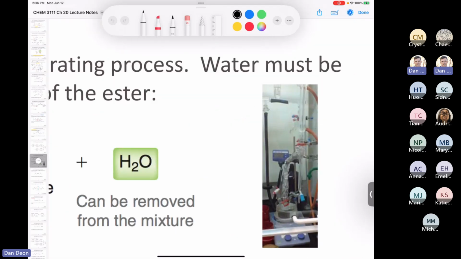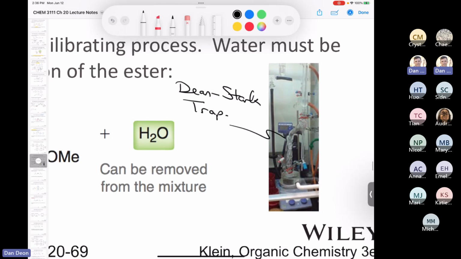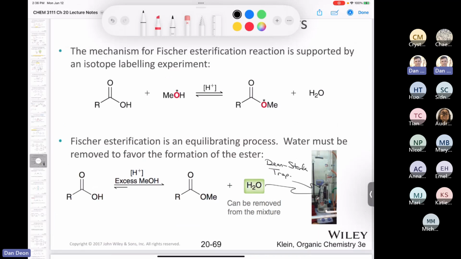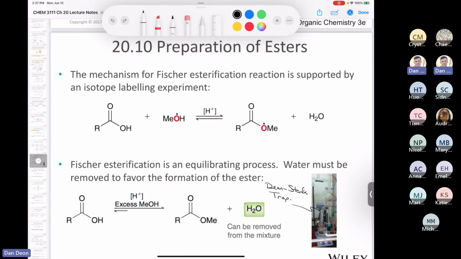This is a Dean-Stark apparatus, that's the proper term. But the bottom line is this is what you would use to run a Fischer esterification. I'm not going to go over it now on a summer afternoon because I think we're all kind of tired. It's the way that you trap the water. The water goes into the Dean-Stark trap, and that's how you drive the reaction forward, by removing the water from the reaction mixture. And it's a pretty clever way of doing that.